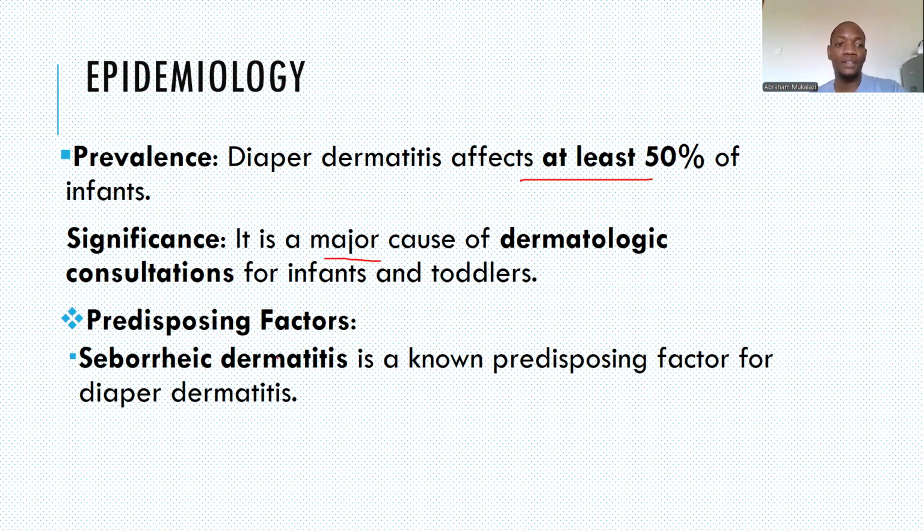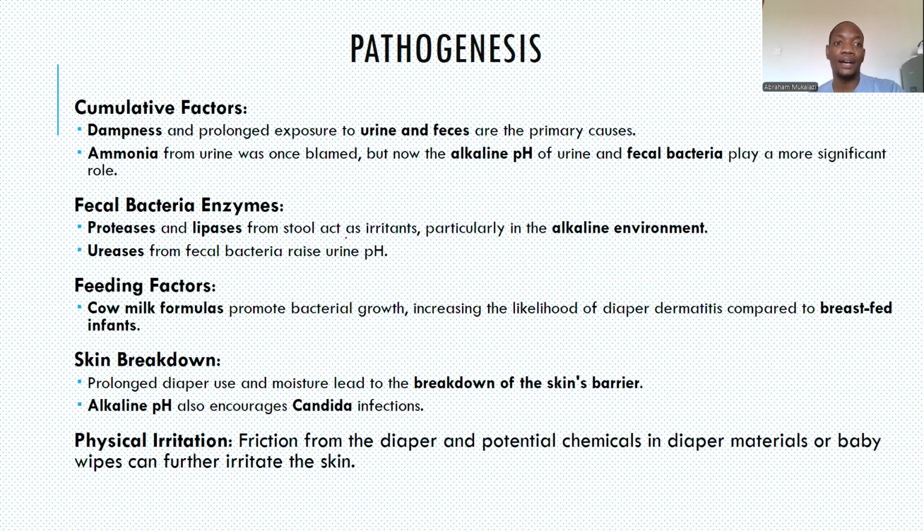So the predisposing factors include pre-existing seborrheic dermatitis. We know the infantile type of seborrheic dermatitis. We have already done a video on seborrheic dermatitis, so you can go and watch it. So this is one of the predisposing factors. And other factors like the dampness, the exposure to urine, the fecal matter, which can act as either irritants or allergens that can trigger a reaction.